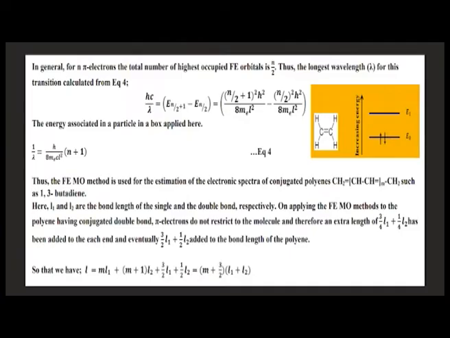Thus, the free electron molecular orbital method is used for the estimation of the electronic spectra of conjugated polyenes. For example, 1,3-butadiene. Here, L1 and L2 are the bond lengths of the single and double bond respectively. On applying the free electron molecular orbital model to polyenes having conjugated double bonds, pi electrons do not restrict to the molecule, and therefore an extra length of 3/4 L1 plus 1/4 L2 has been added to each end, and eventually 3/2 L1 plus half L2 is added to the bond length of the polyene. So, this makes L equal to mL1 plus (m+1)L2 plus 3/2 L1 plus half L2, that is, it becomes (m+3/2)L1 plus L2.